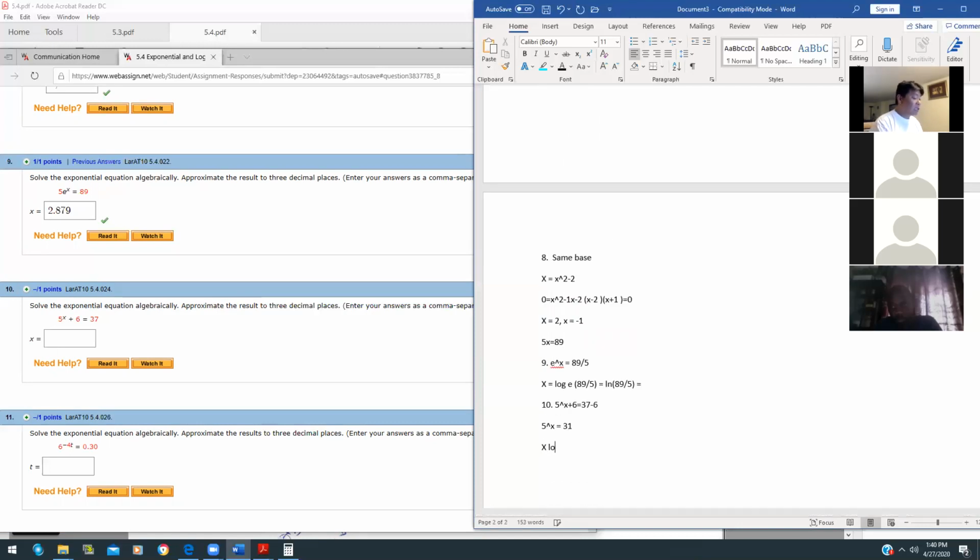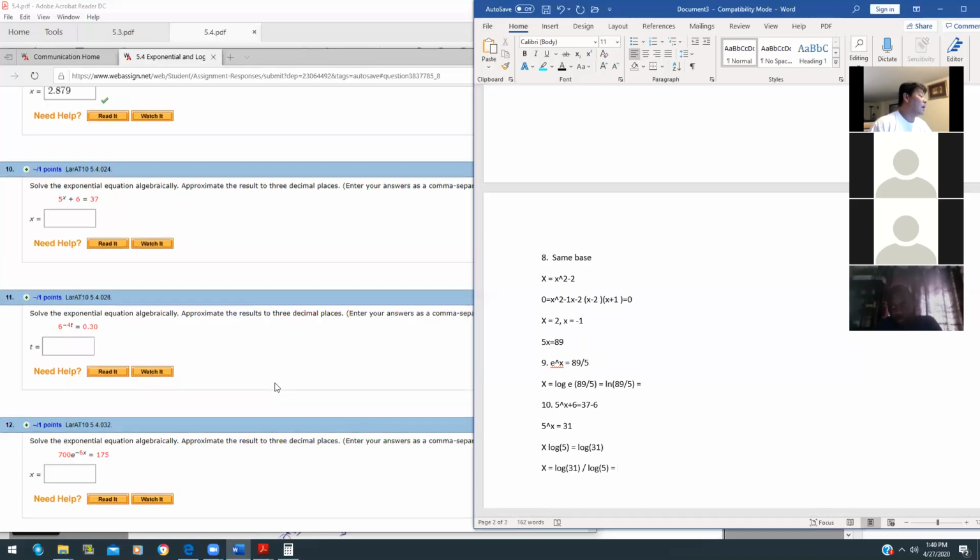So this is the type that we will do here. You will get x log 5 equals log 31. So how do we solve for x? We divide them. So log 31 divided by log 5. And then use your calculator and figure that one out. Are you guys with me here? So mostly, if you see exponents and they are the same base, we can use the same base method. If they are different bases, then you have to use log both sides and do the same thing.